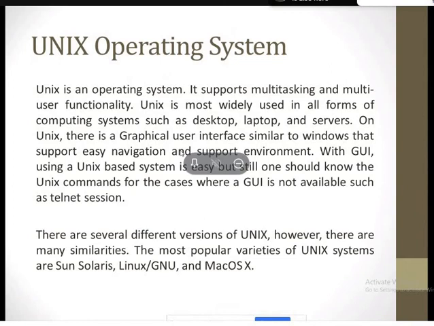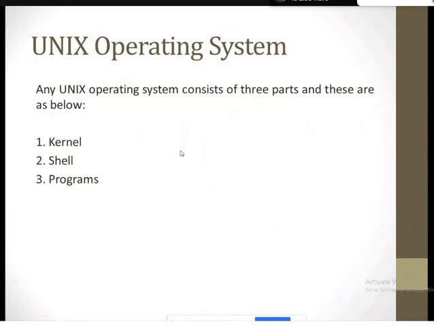There are several different versions of Unix. However, there are many similarities. The most popular varieties of Unix systems are Sun Solaris, Linux or GNU, and macOS X. So these are the three parts of the Unix operating system. First is the kernel, the shell, and then the programs.